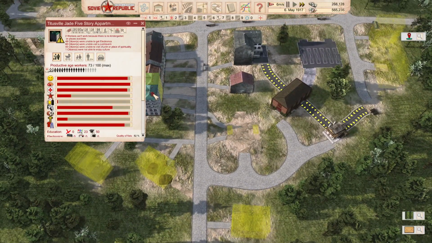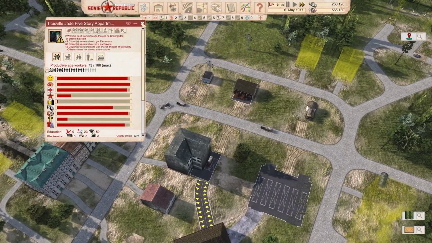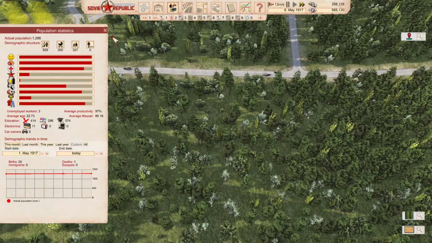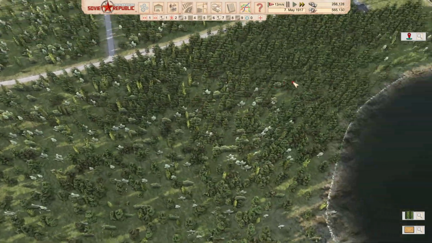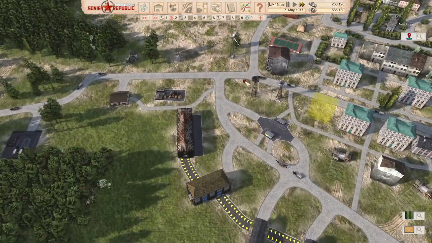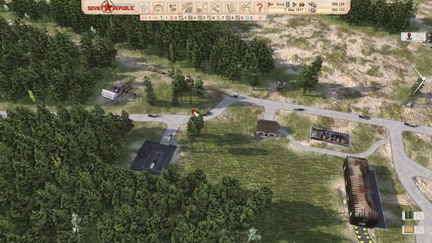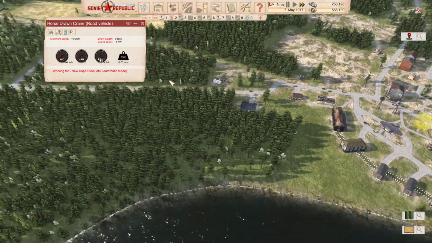So how are we doing here? Happiness is good. Overall population is starting to get a little momentum. We've got 659. Problem is the population growth is just so painful. How are we doing here? These guys, what?